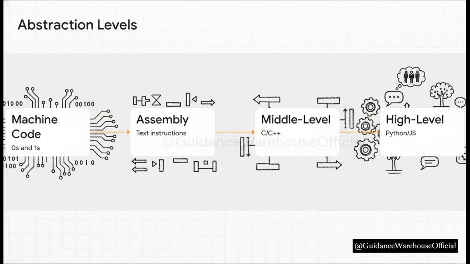Step 1, at the absolute bottom, is machine code, pure zeros and ones. Step 2 is assembly language, where we add some very basic text instructions. Step 3 jumps up to middle-level languages, like C and C++. And finally, Step 4, at the very top, represents high-level languages like Python or JavaScript, where we write instructions that honestly almost look like plain English.